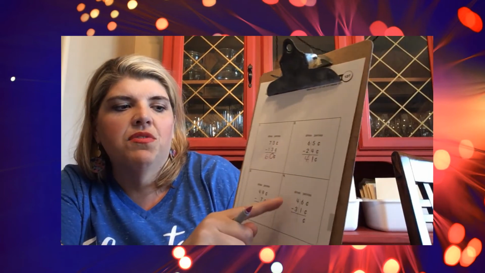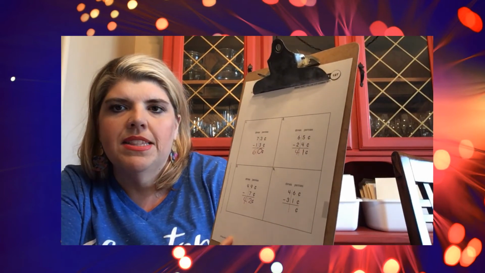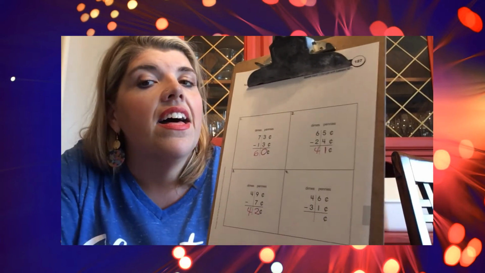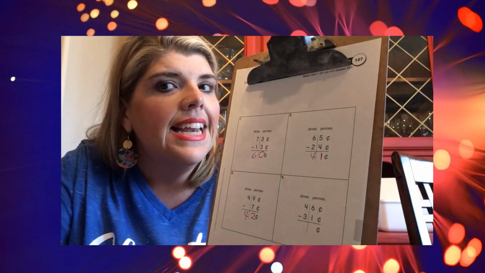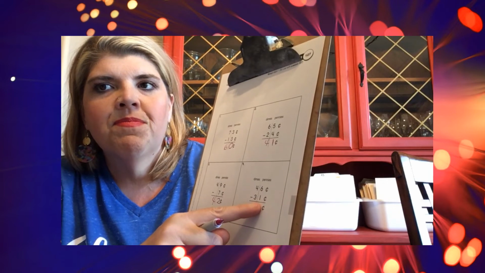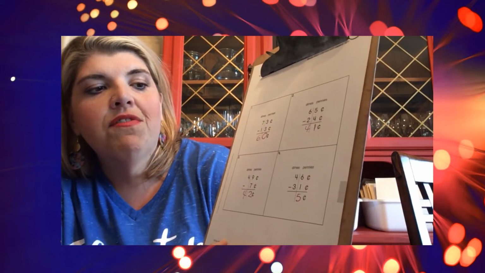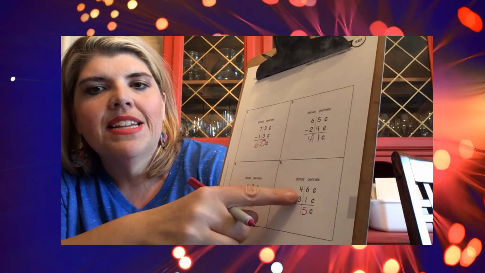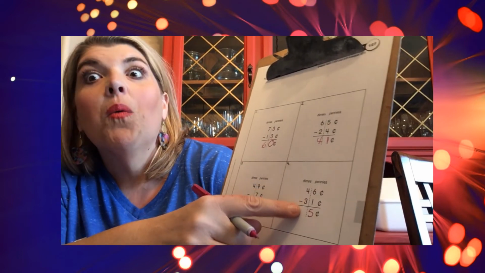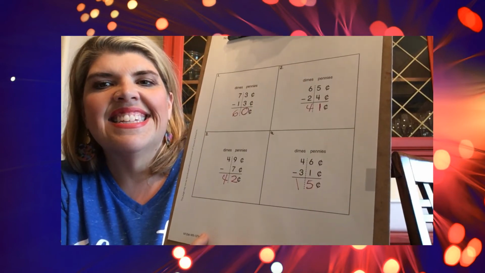We're going to do one more, boys and girls. The last one is 46 cents minus 31 cents. So again, we're going to start with the, oh, I didn't hear you, pennies. 6 pennies minus 1, 5. And 4 dimes minus 3 dimes, 1. So the answer is 15 cents.